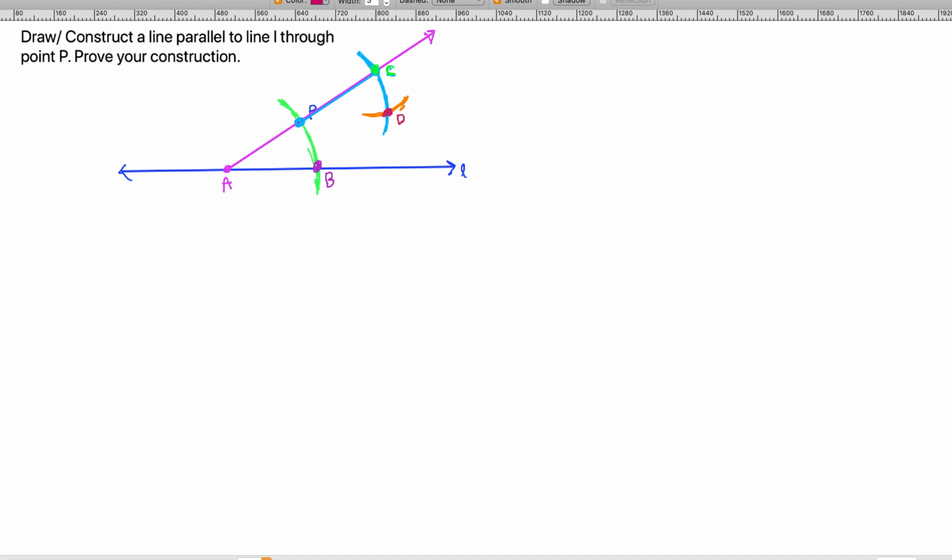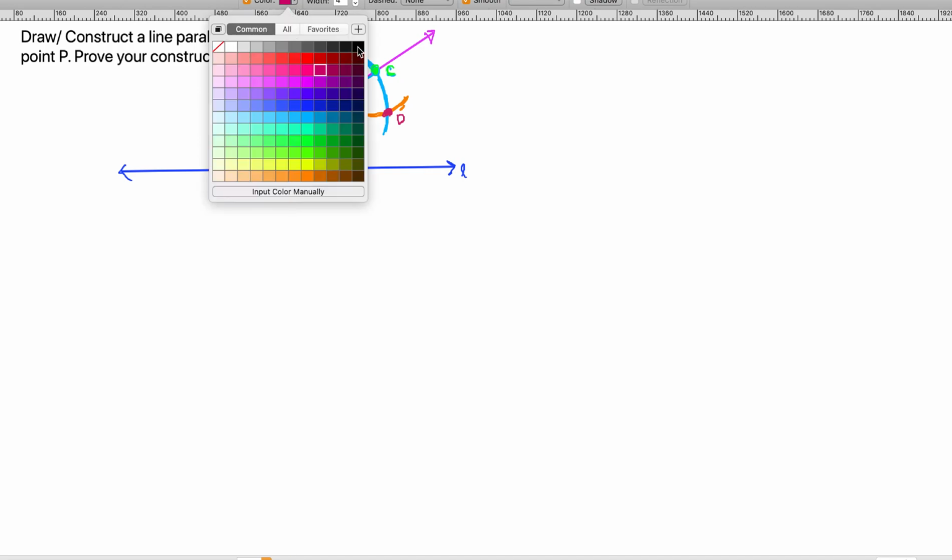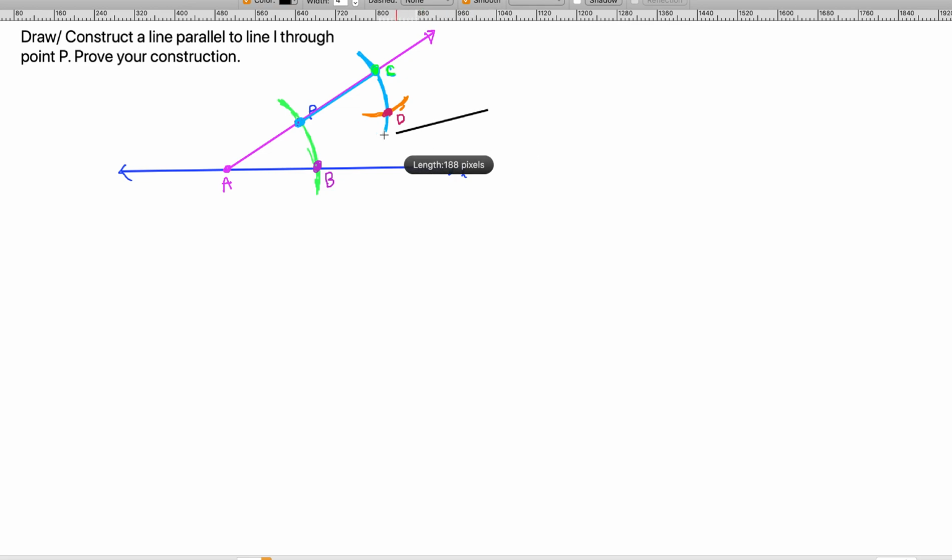Now my claim is that the line joining P and D is parallel to L. So I try to do it. It's not perfect, okay? But your drawing should be pretty close to being perfect, or it should be precise. Now why is it? Let's prove that this line M is parallel to L.